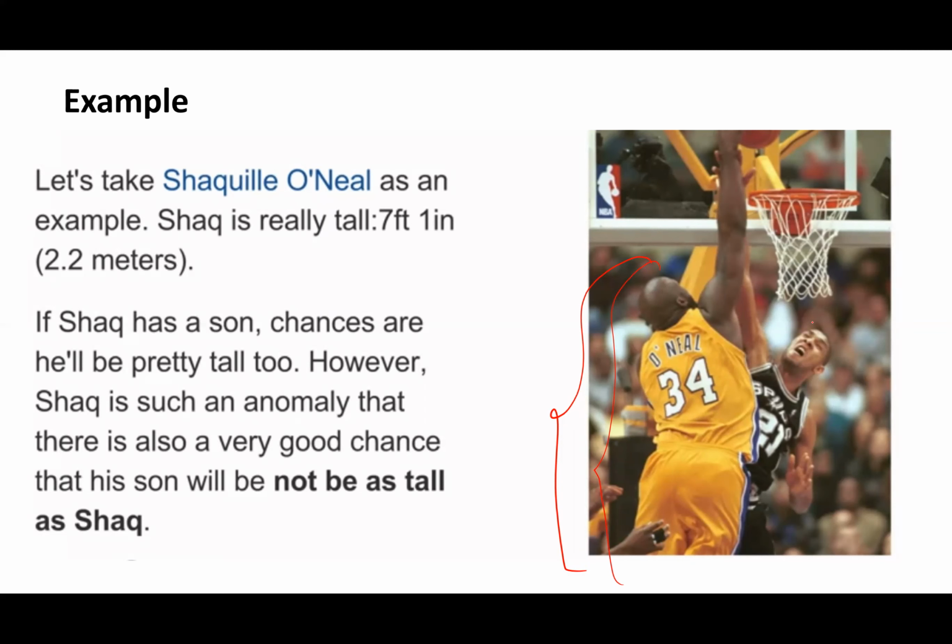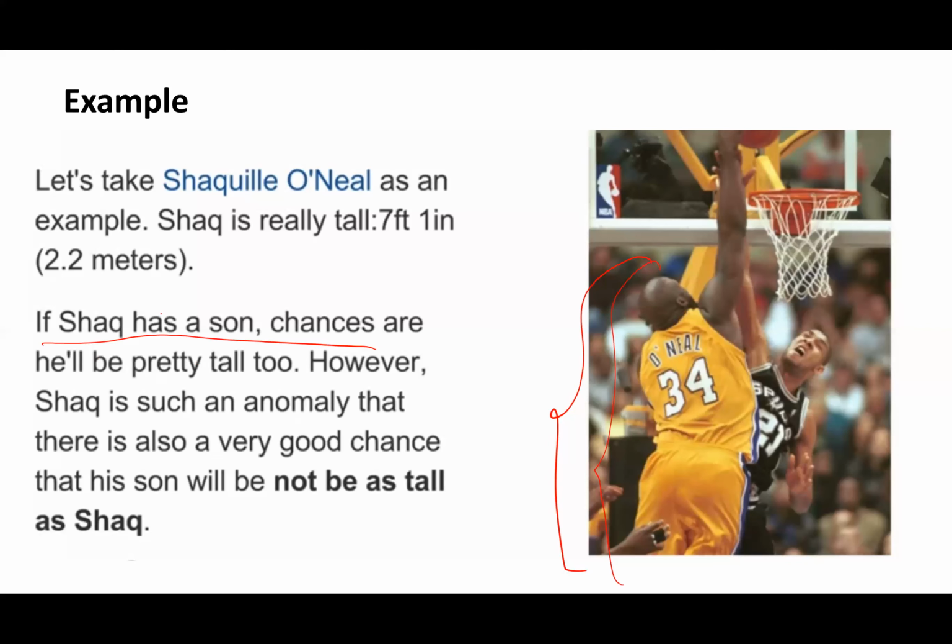So if we want to talk about the height of Shaquille's son, what can you predict? Well, my bet will be that he'll be very tall. If he's 7 feet 1 inch, then I think he can go to about 7.5, right? Because he's an athlete and all kinds of things we can bring into the picture, right?